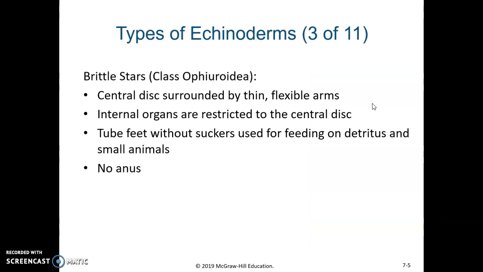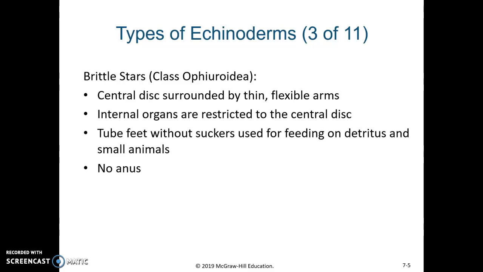Okay, so on your next color sheet are the brittle stars. Both the brittle stars and the feather stars are on the same color sheet. And brittle stars are in their own class. The reason they're different from the sea stars that we just covered is that they've got flexible arms. They still have that central disc, and if you look at it, there are 5 sides to the disc. There are 5 arms, so we've still got that pentaradial symmetry going on. But their arms are flexible.